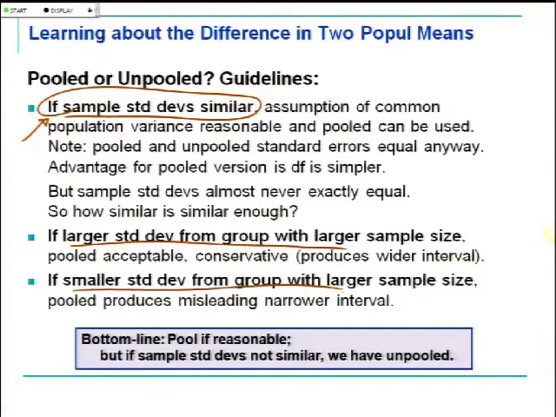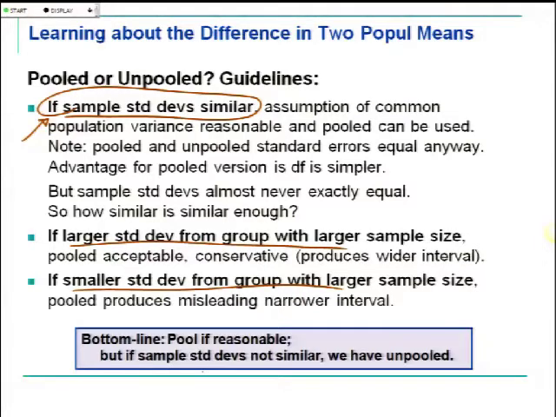So we're going to go through this checklist each time we come to a new scenario to decide if we're going to pool or not. Bottom line is we're going to hope we can pool. We'll look at those sample standard deviations. Your textbook has a nice rough rule of thumb, and we'll use it. It's not one that works universally for all sample sizes, but it's not bad.